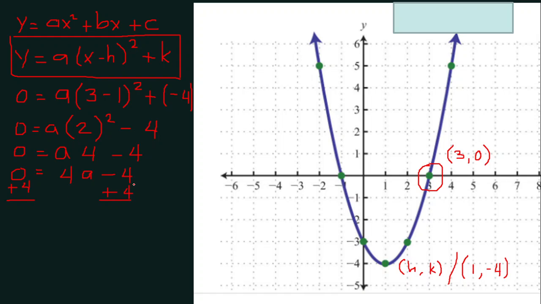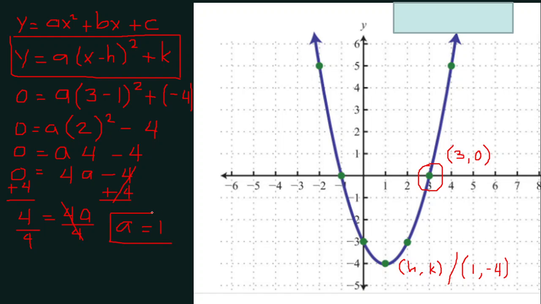Then subtract. So you have negative 4 plus 4 is 0. Then 0 plus 4 is positive 4 equals 4a. Then we can solve for a by dividing both sides by its numerical coefficient 4. So 4 divided by 4 is 1. The 1 becomes an imaginary number. Therefore, we have the value of our a equals 1.